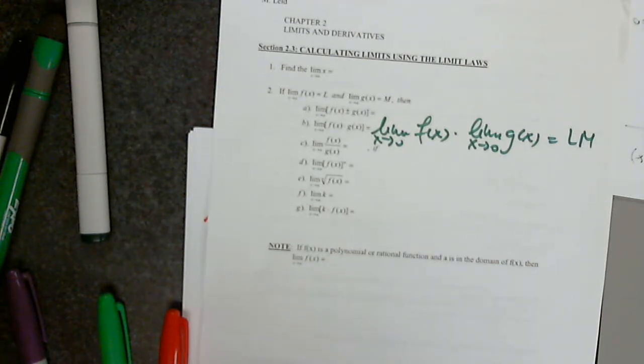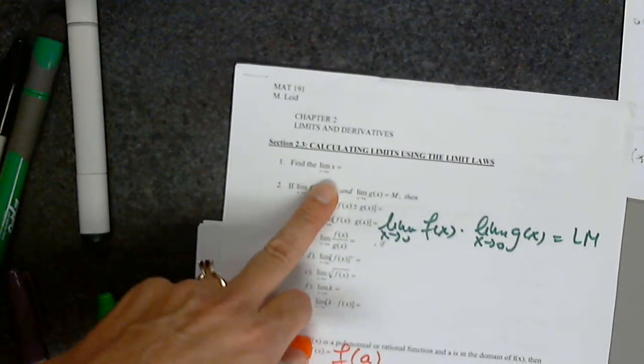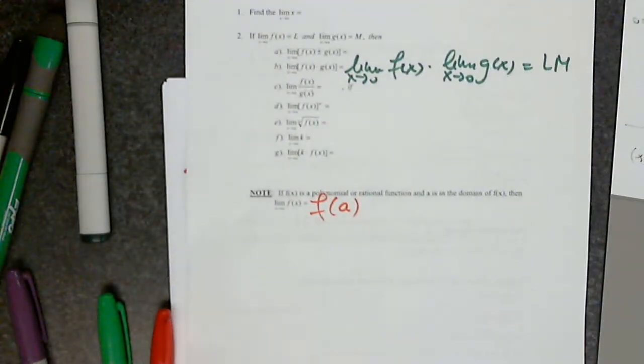Exactly. That's what we did. That's what we did here. We just plugged it in. So that's what I was saying a minute ago. This is allowed only in certain conditions. And the conditions are polynomial function or rational function, but found in the domain. For the rational. Very good.